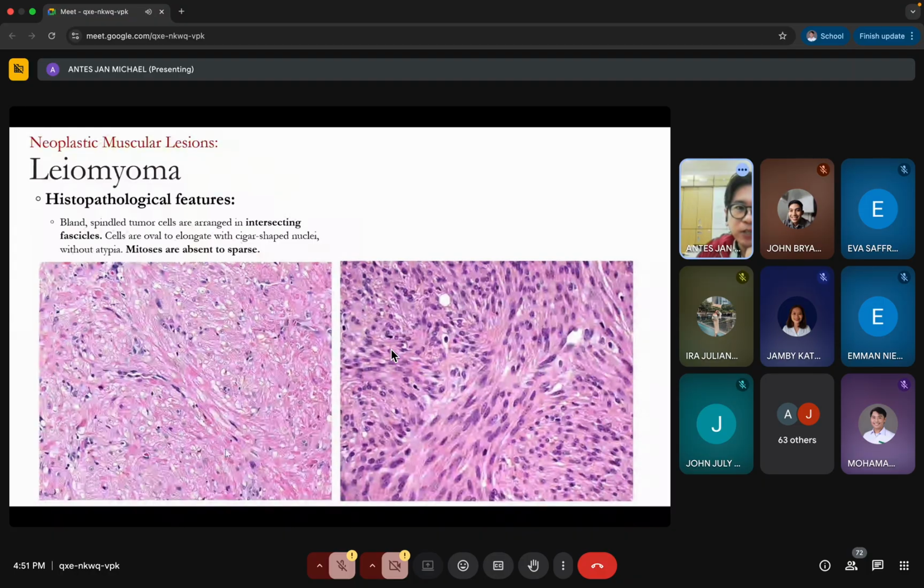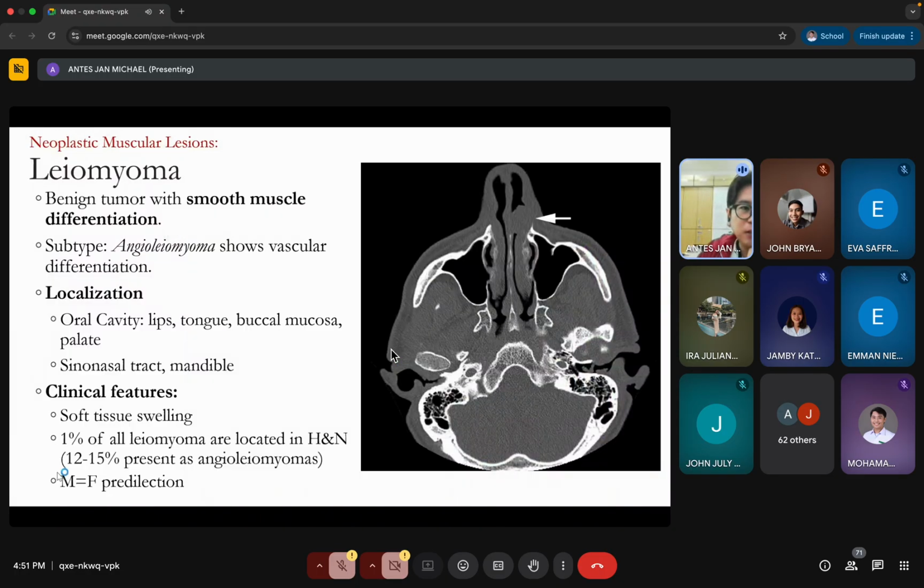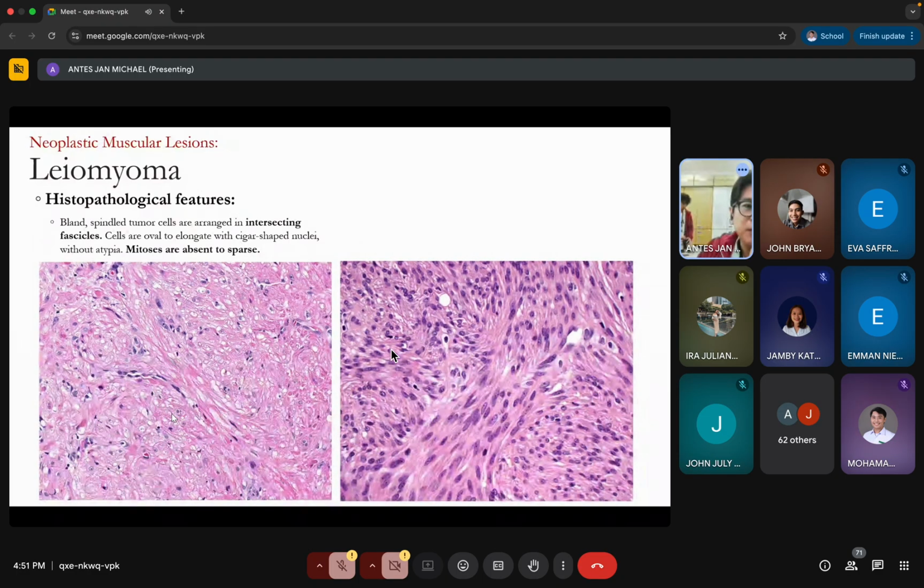So here, this is just a normal leiomyoma. Leiomyoma, sorry, we are still on leiomyoma.